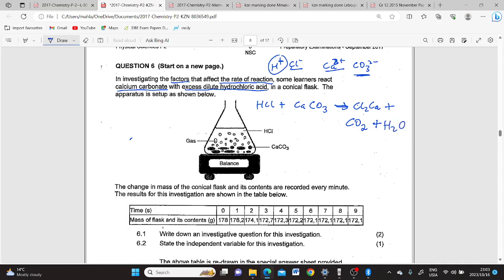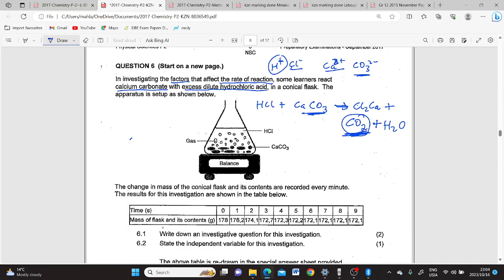So this is what will be produced, but we'll be tracking this one because this is not a closed setup, so it means this gas will be escaping there. Let's not do the balancing, but the key is that once we have the carbonate, it means we're going to produce the carbon dioxide, and then it's a gas, of course it will escape the system if we are not closing this flask.